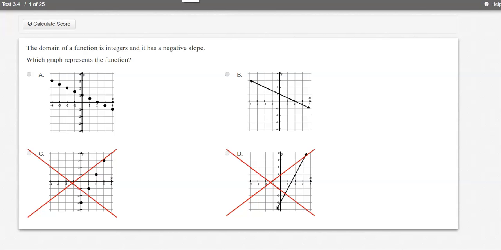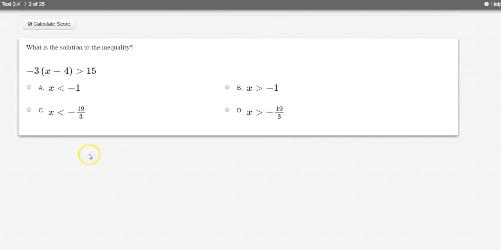Now, which one has a domain that is integers? Well, integers are whole, not fractions, not decimals, but whole numbers and negative, positive numbers. So -4, -3, -2. So A is integers. B are real numbers. This is called a continuous graph because the points are connected on the graph. Your answer was A.